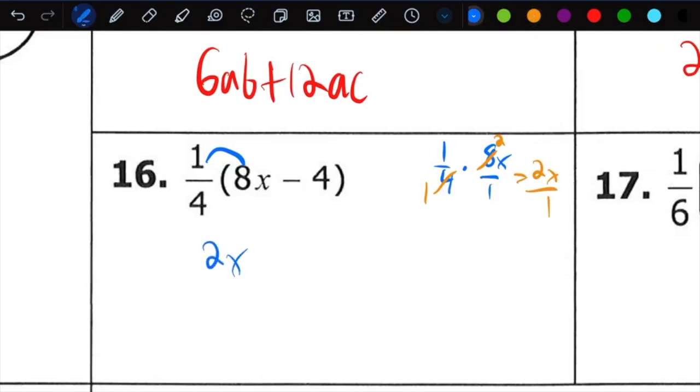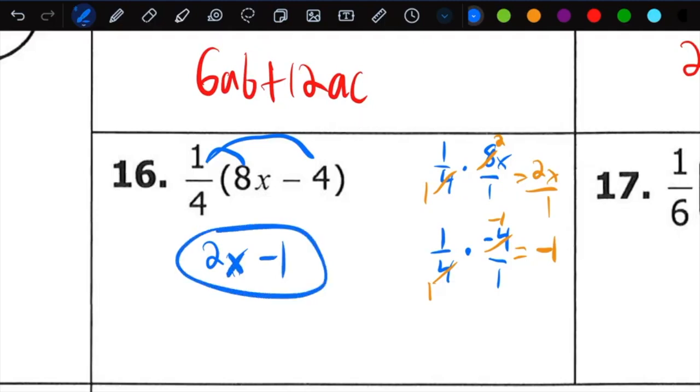so I can just write 2x. Next, I do 1/4 times -4, which once again I'm going to do off to the side to keep my work more organized, and put -4 over 1, so I have two fractions to work with. 4 goes into 4 once, and it goes into -4 to give us -1. Multiplying straight across just gives us -1 over 1, or just -1. So we end up having 2x minus 1 as our answer.